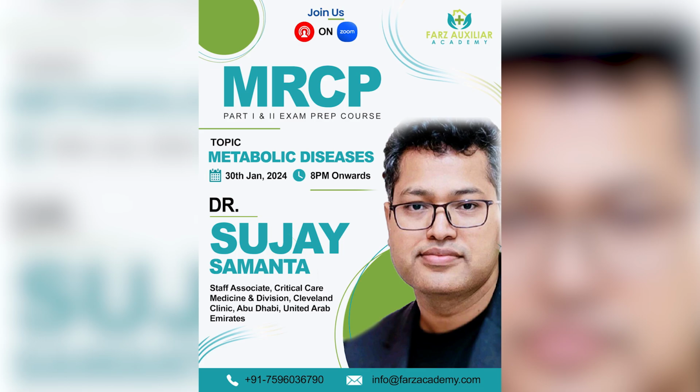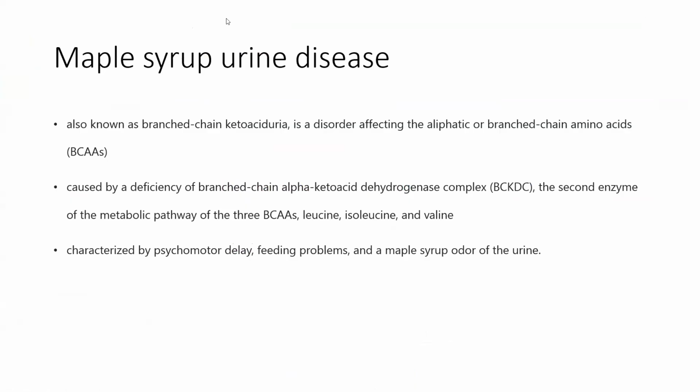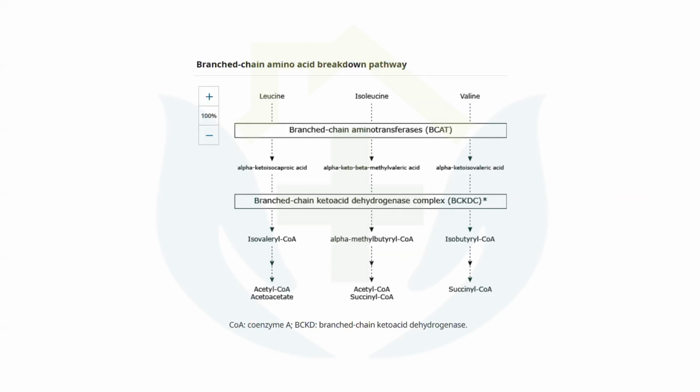So we are discussing maple syrup urine disease. In this pathway, we can see that there are three branched-chain amino acids. The first enzyme is branched-chain amino transferase, which produces the alpha-keto acids, the initial metabolites.